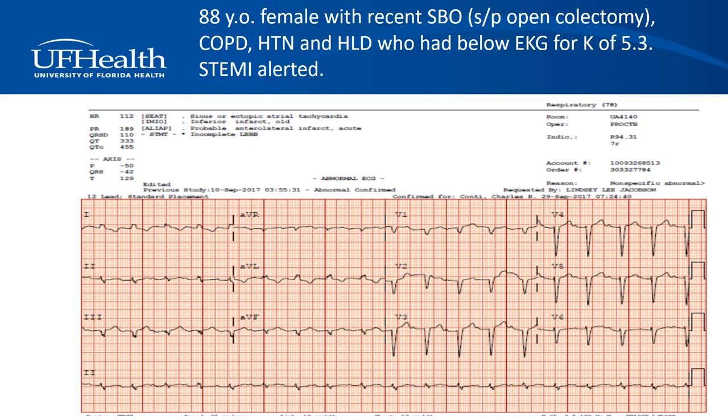Case 11. An 88-year-old female with a recent small bowel obstruction, status post-colectomy, with a past medical history of COPD, hypertension, and hyperlipidemia, who had the below EKG for a potassium of 5.3 and was STEMI alerted. Please pause the video at this time to review the EKG.